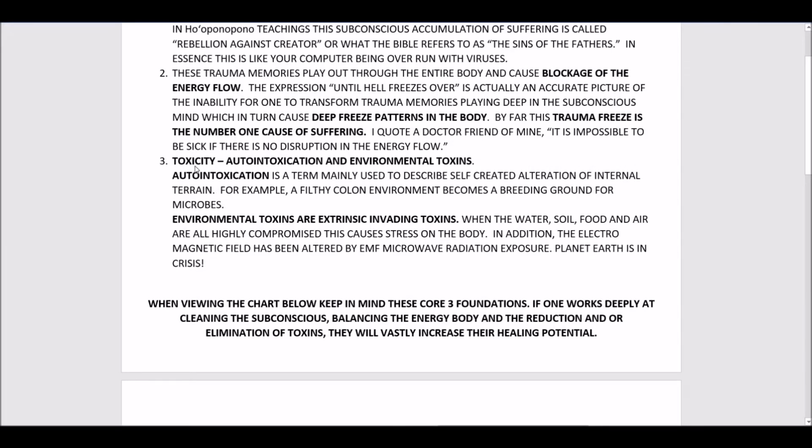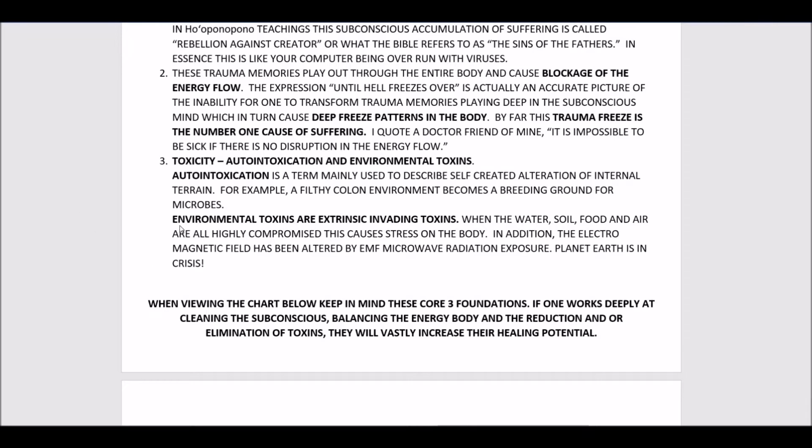Third category is pretty straightforward. We feel this is a category unto itself, and this is toxicity. There's a general term called auto-intoxication. A simple way to understand this is, let's say you have plugged up sinuses or you have a toxic colon. The microbes like to house in those stagnant terrains.